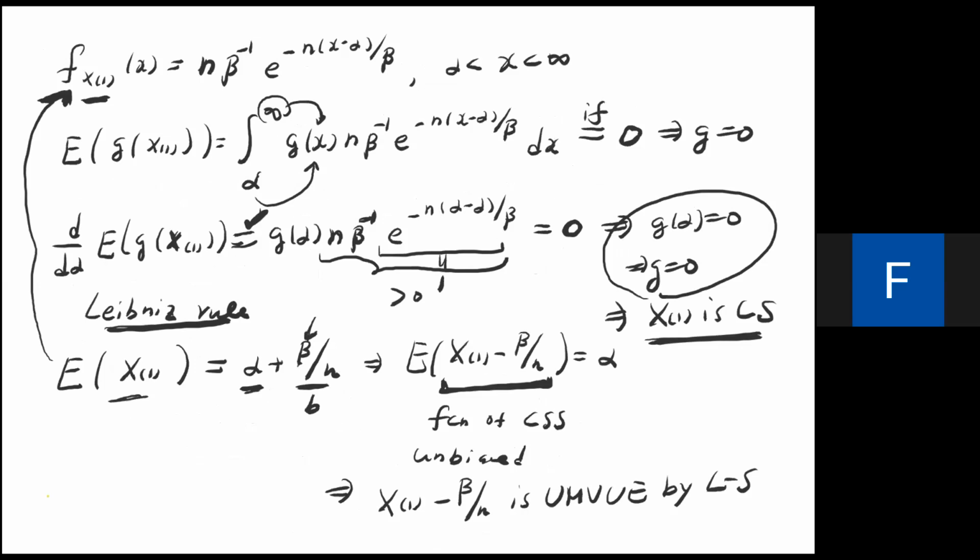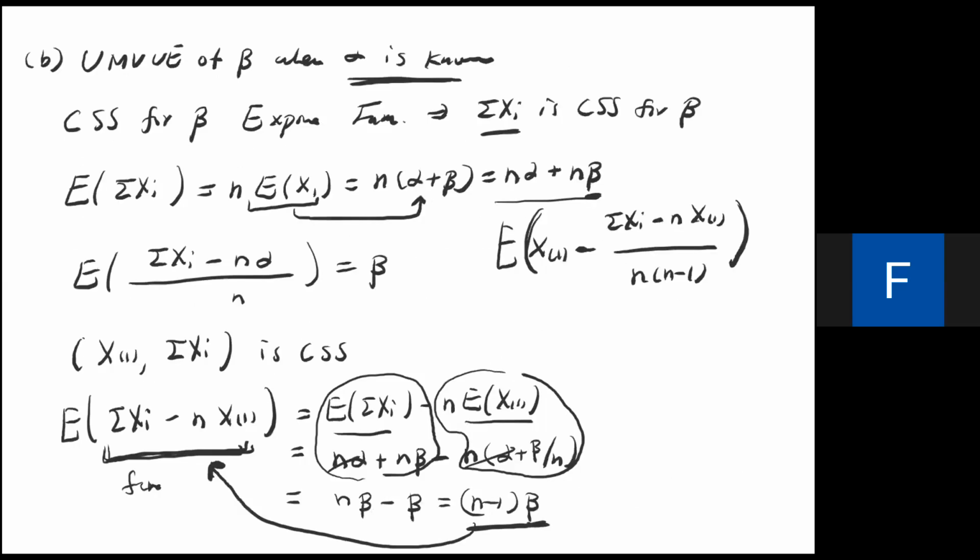Okay, I'll say again, so hopefully you understand. You do know about beta. You do know the UMVUE for beta is this: summation of xi minus n x1 divided by n minus 1. You do know this is beta hat. You do know beta's UMVUE is this.